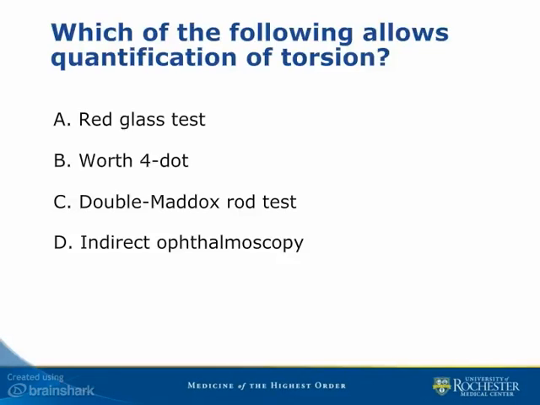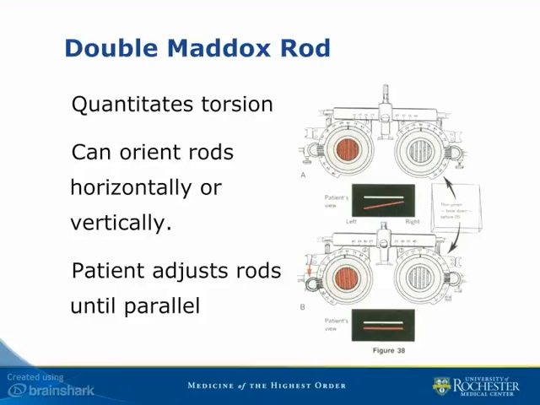Here is another quiz question for you from your reading. Which of the following allows quantification of torsion? A. Red glass testing, B. Wirth-Ford dot testing, C. Double Maddox rod testing, or D. Indirect ophthalmoscopy. So far we've been able to measure horizontal and also vertical deviations with light reflex testing and prism testing. Quantifying a torsional movement of the eye requires double Maddox rod testing.